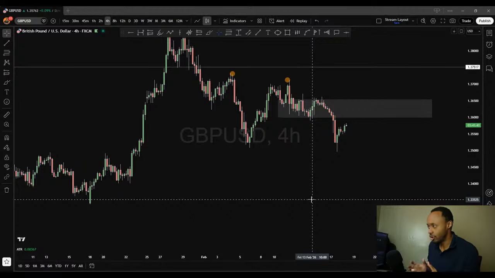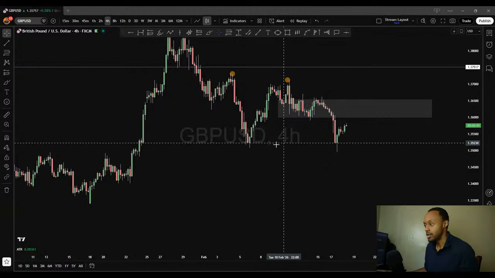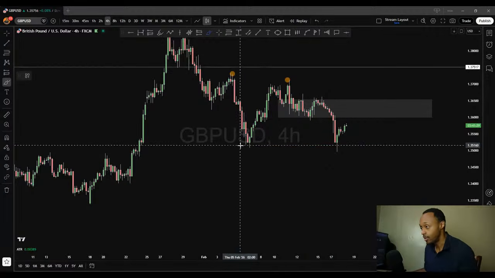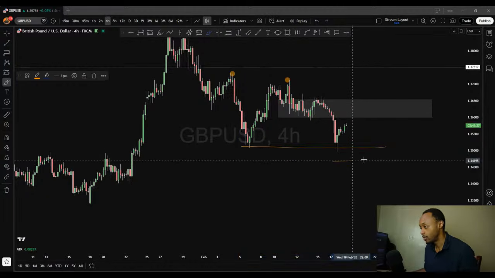Is it volatile? Are we seeing dramatic price action? Is the market very volatile right now? That's really the question you want to answer, because you could have your stop loss... let's say you're buying from support here. You could have your stop loss here.